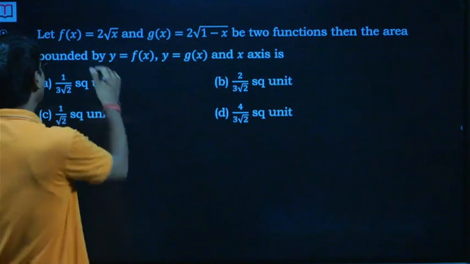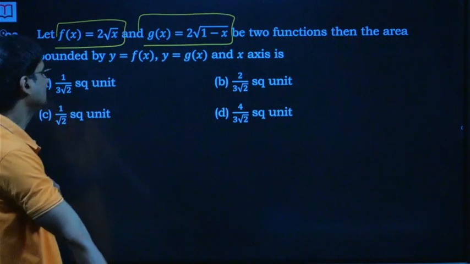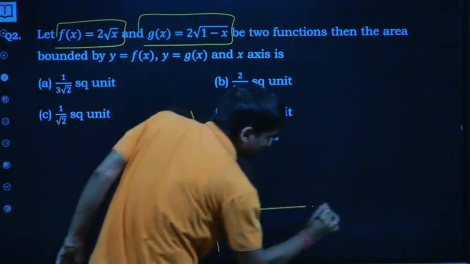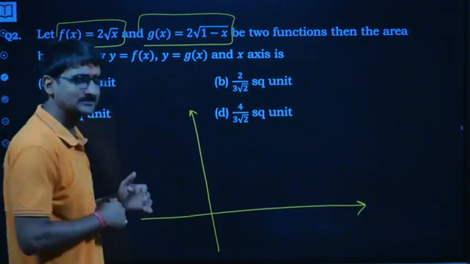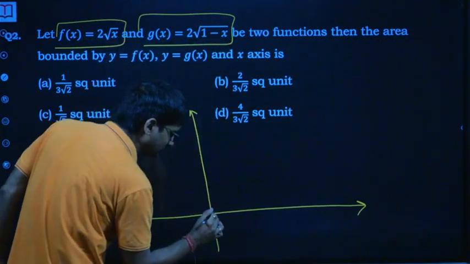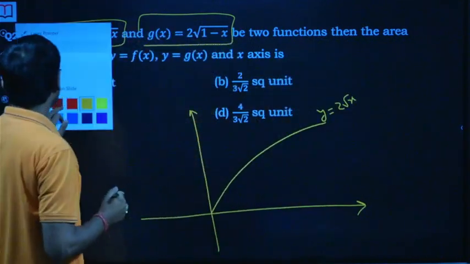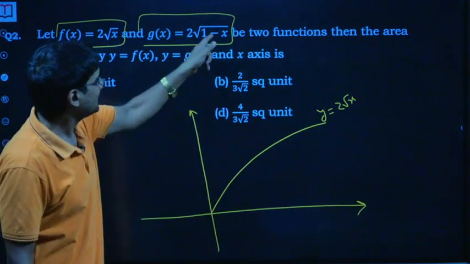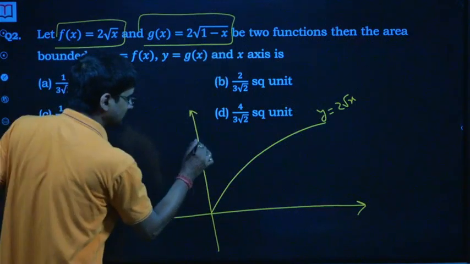The second question is: if f of x is 2 root x and g of x is this function, then find the area bounded by f, g and the x-axis. Again, the simple purpose of this question is to draw the basic curves. 2 root x is defined only when x is positive, on the right side only. So let's say this is the curve of y equal to 2 root x. But what about the curve of y equal to 2 times the square root of 1 minus x? At x equal to 0, this is 2.